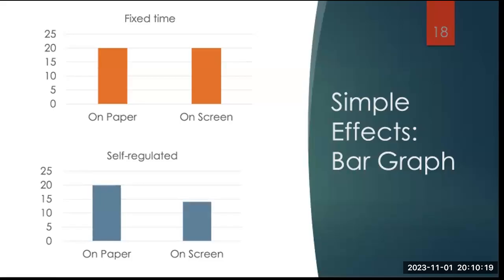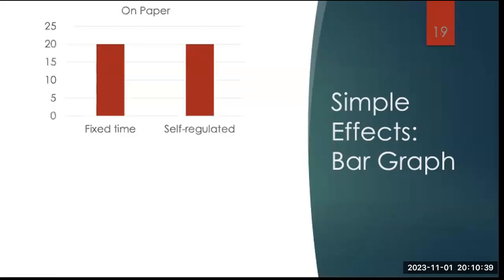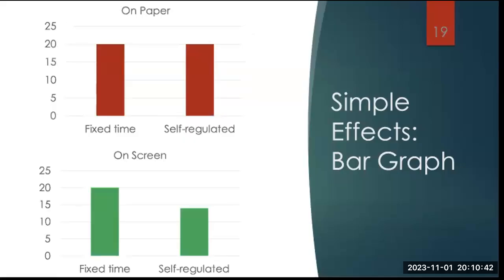So when we were looking at the entire study together, remember we combined it. We looked at the orange and green bars in conjunction. When we look at simple effects, we're only looking at one level of each independent variable at a time. That's why it's called simple effects. So here is the bar graph when we looked at it, depending on the modality. On paper, there was no difference, fixed time, self-regulated. On screen, however, we did see a difference: self-regulated scores were lower than the fixed time scores.